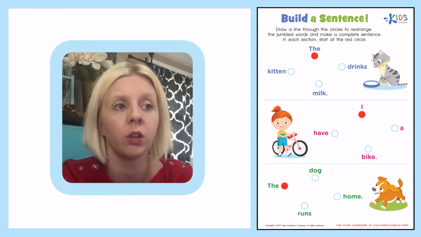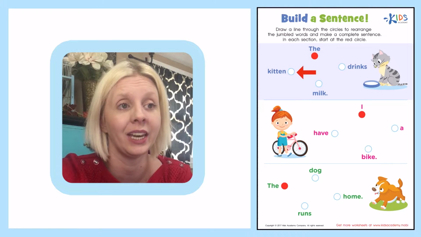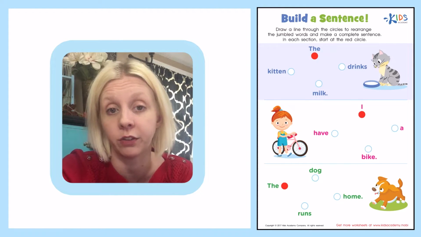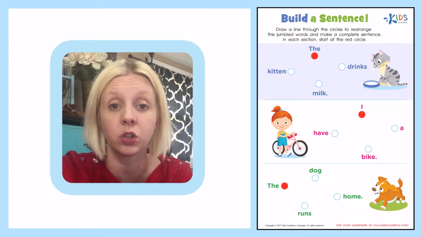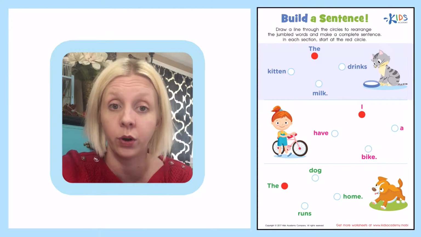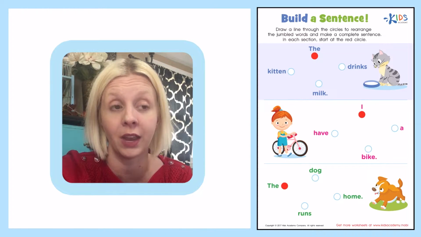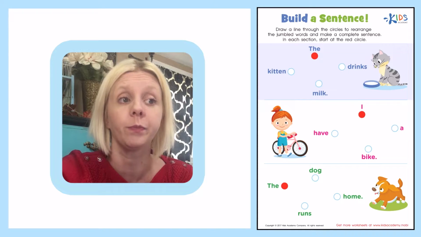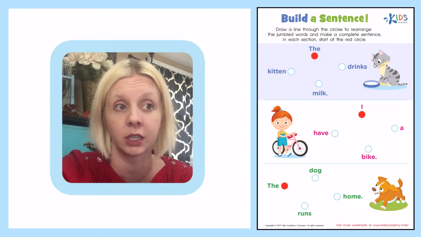So what we're going to do is look at the first section here, and we've got several words. We've got the and kitten and milk and drinks. So it was a sentence, but the words are all scrambled up, so we have to figure out in what order they're going to go. And the way that we know is we have to start first with a noun, a person, place, or thing, and then it does something, which is the verb or the action that it does. So we're supposed to start on the word the milk or the kitten.